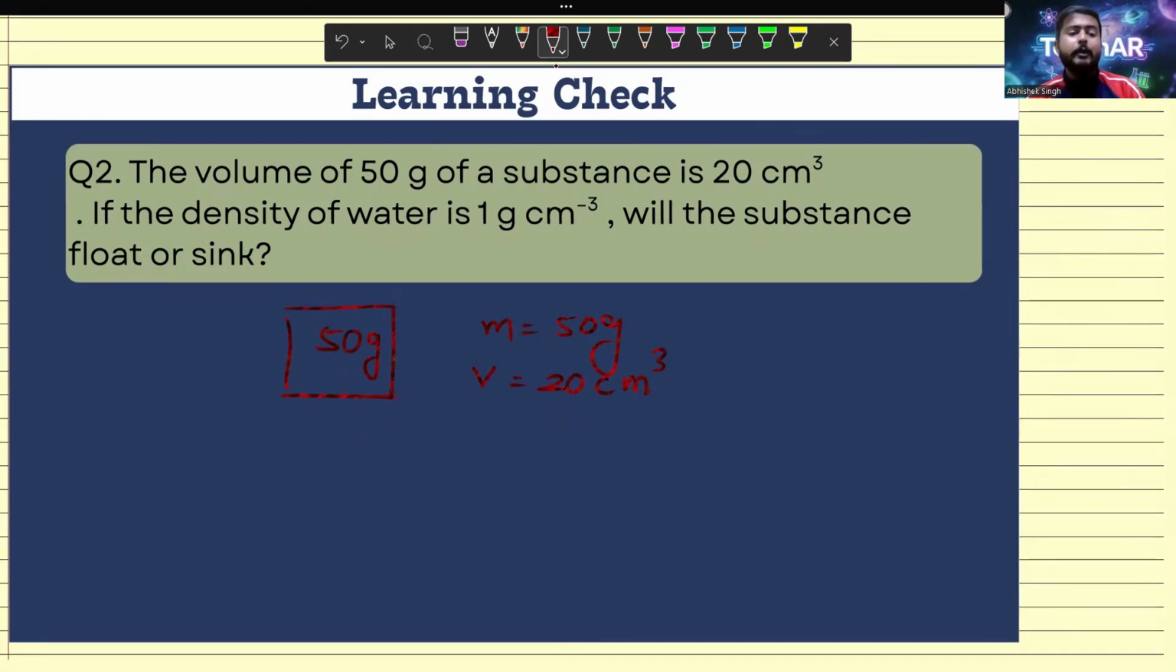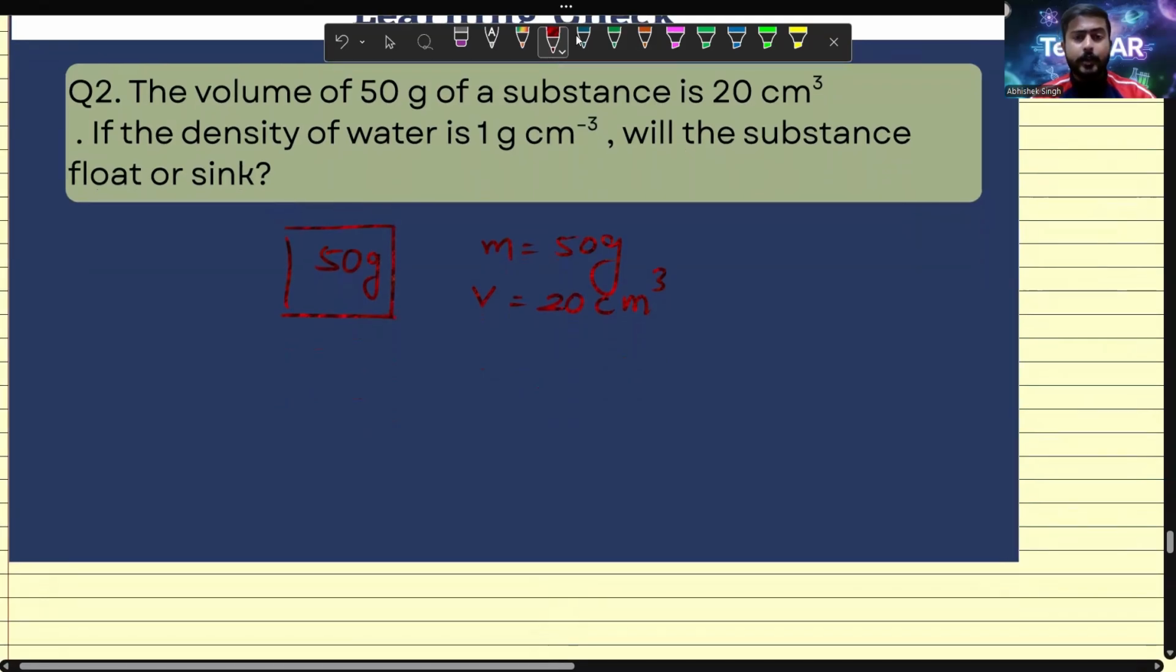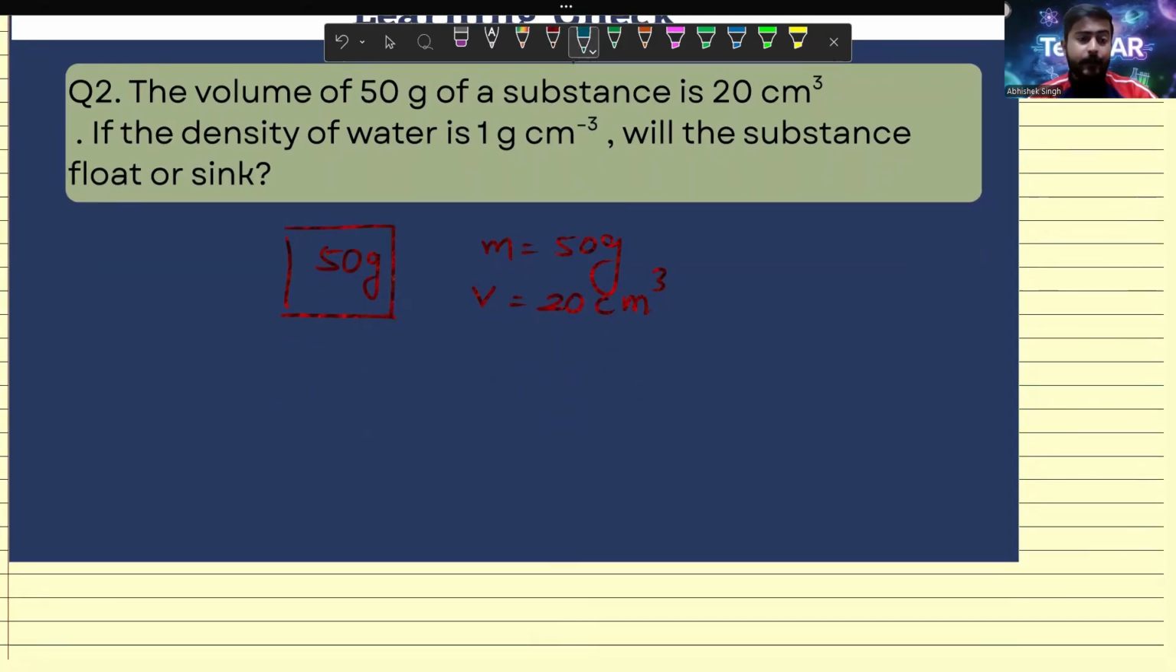So how can we determine whether it will float or sink? If the buoyant force is greater than the weight, then it will float. And if the buoyant force is less than the weight, it will sink, definitely. Okay, so we know this. Come on, let's check what is the buoyant force acting on it.